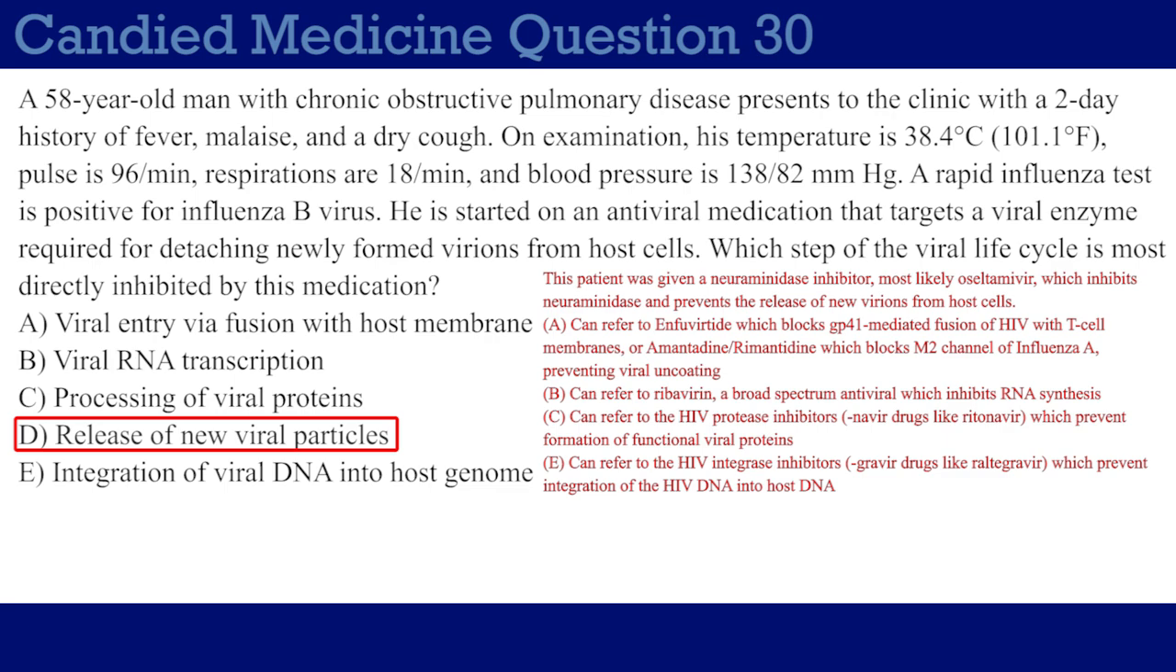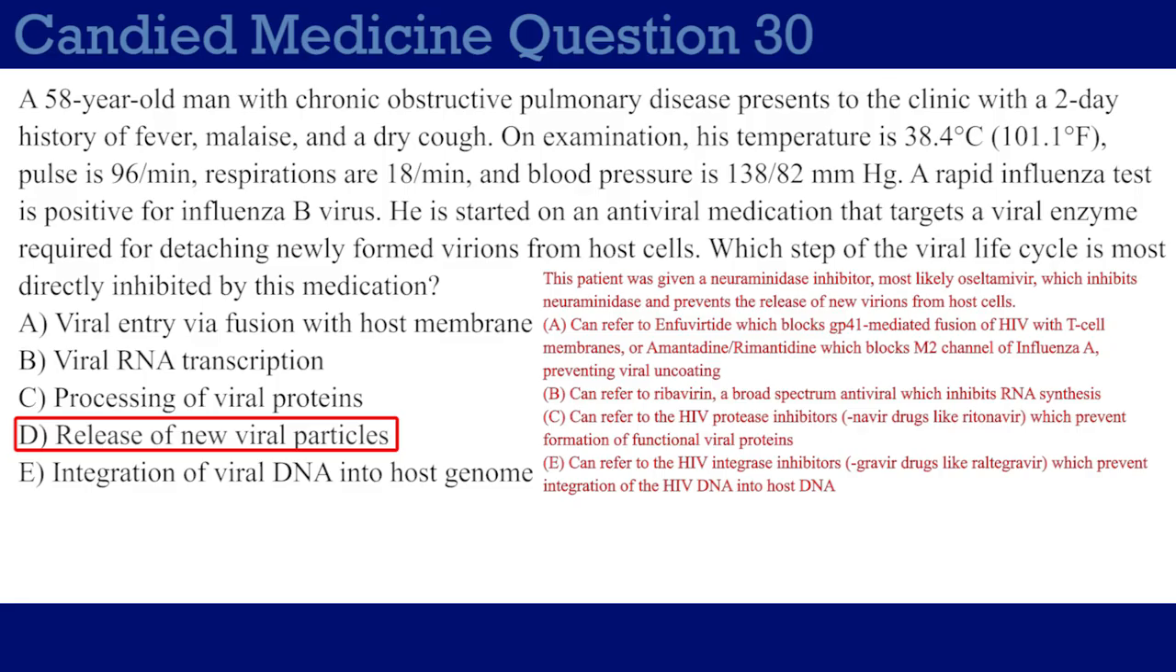This one isn't super high yield, but it can be talking about enfuvirtide, which is an HIV drug which blocks GP41-mediated fusion with the T-cell membranes. So obviously HIV entry into the T-cell. It can actually also describe amantadine and rimantadine, which are also influenza drugs which block M2 channels and prevent viral uncoating. But notably, because this question was asking about influenza B, you would not use amantadine for that.